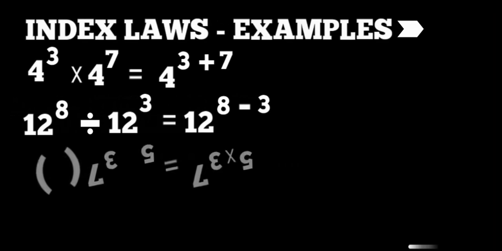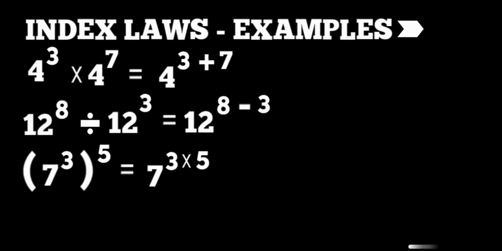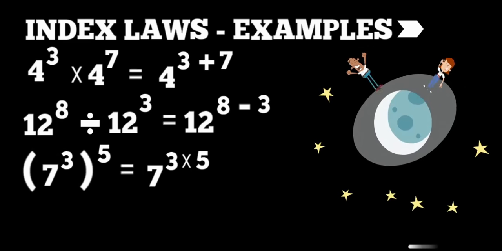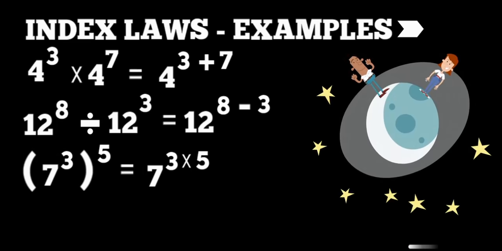4 to the power of 3 times 4 to the power of 7 equals 4 to the power of 3 plus 7. 12 to the power of 8 divided by 12 to the power of 3 equals 12 to the power of 8 minus 3. 7 to the power of 3 in brackets to the power of 5 equals 7 to the power of 3 times 5.